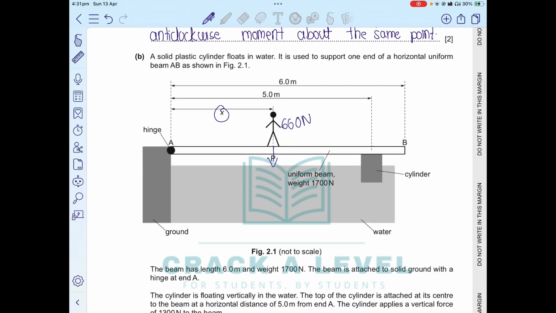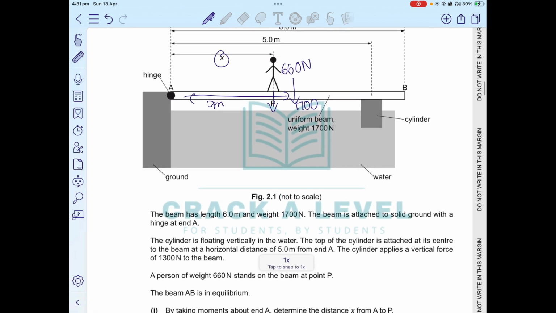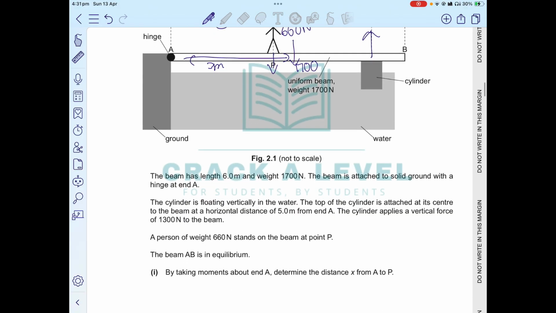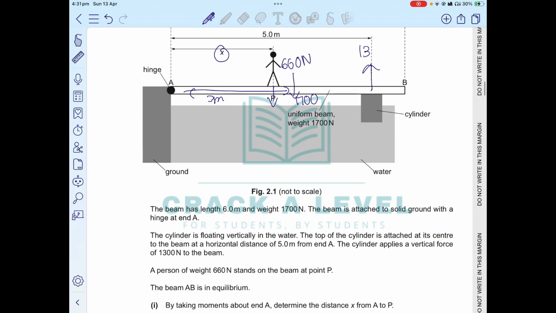There is another one, which is the weight of the rod itself, that would also be acting downwards at a distance of 3 meters. And that weight is 1700 newtons. Now, how do I know that's 3? Because of the uniform rod. But then there's a vertical force from the cylinder that's upwards. It's applying a force of 1300 newtons.